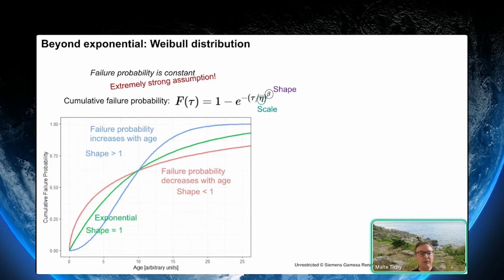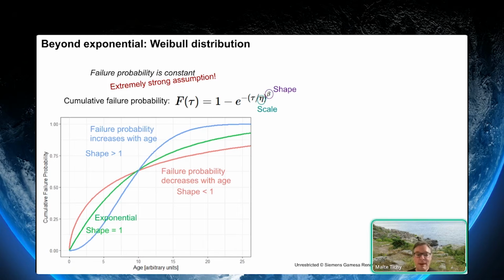So in green, we see the exponential distribution with a shape of 1. But if we have a shape that is smaller than 1, we first have a sharp increase of the failure probability for low ages, and then it becomes flat towards higher ages. While for the blue line, the shape parameter is larger than 1. We have a flat or a slow increase at the very beginning of the lifetime, and then the increase becomes stronger and more sharp towards the end.